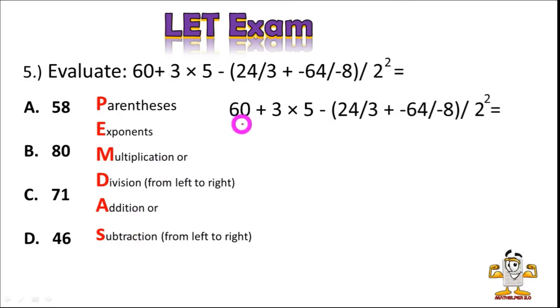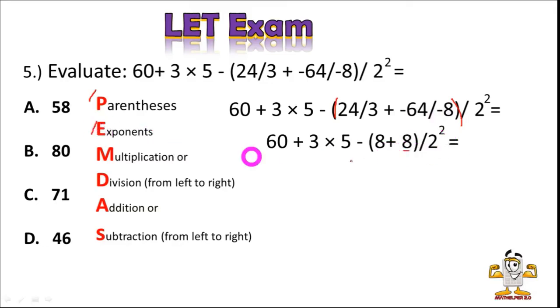So, 60 plus 3 times 5 minus the quantity negative 24 divided by 3 plus negative 64 divided by negative 8 divided by 2 squared. So, ang first natin hahanapin yung parentheses. So, isolve muna natin itong nasa loob ng parentheses. So, negative 24 divided by 3 is negative 8, plus negative 64 divided by negative 8 is 8, dahil negative divided by negative is positive. So, nagiging positive 8 divided by 2 squared.